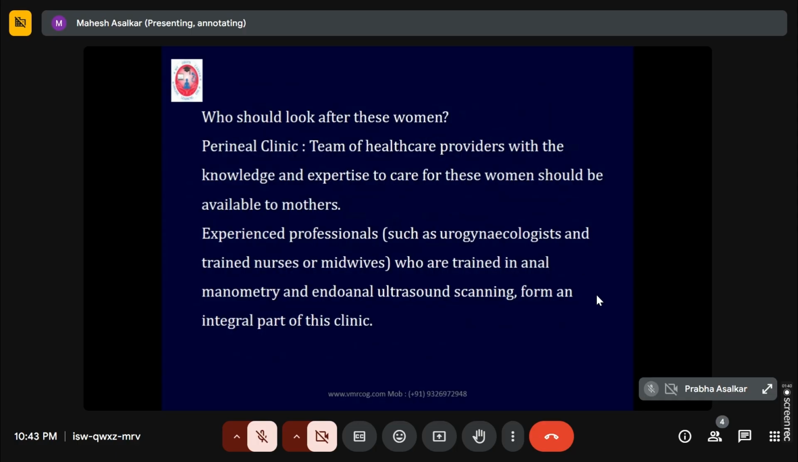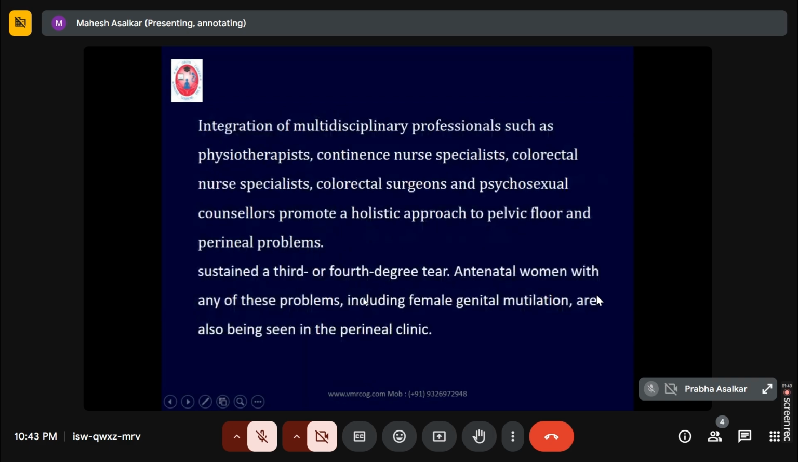Okay, so who should look after these women? The first thing, they are seen in the perineal clinic, and a team of healthcare providers with the knowledge and expertise to care for these women should be available to mothers. Experienced professionals such as urogynecologists, trained nurses, and midwives who are trained in anal manometry and endoanal ultrasound scanning form an integral part of the clinic. We have already discussed these two investigations you have to do. Integration of the MDT, that is multidisciplinary professionals such as physiotherapists, continence nurse specialists, colorectal nurse specialists, colorectal surgeons, and psychosexual counselors, promotes a holistic approach to pelvic floor and perineal problems.